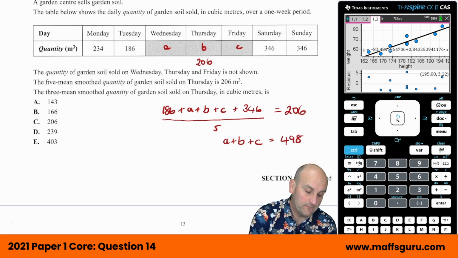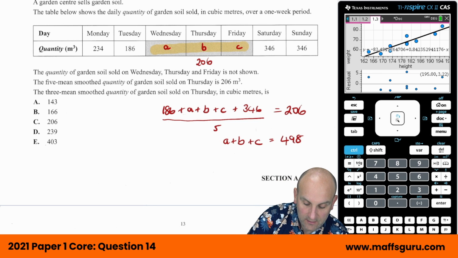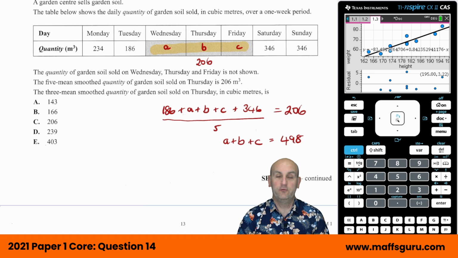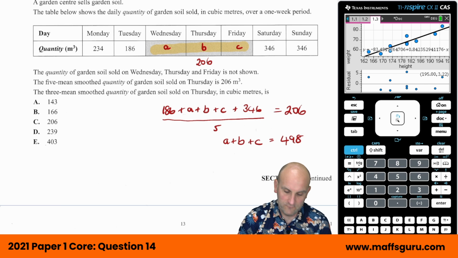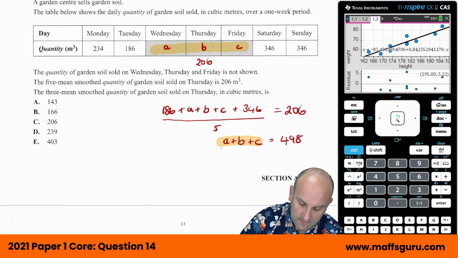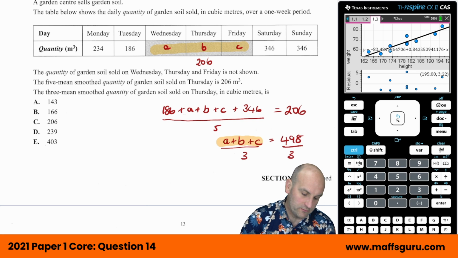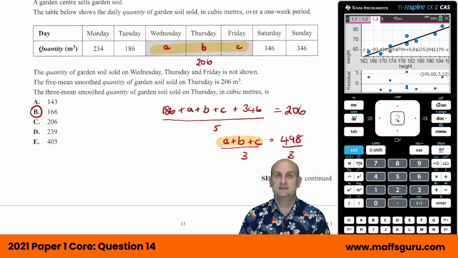Because what it's then telling me is that these 3 values all add to 498. Why is that important to me? Well, because how would you then find the mean? You would add the values of A, B, and C together, and you divide by how many there were. They've just told you that the values of A, B, and C added together is 498. So to find the mean of that, I would just divide by 3. And 498 divided by 3 gave me 166.